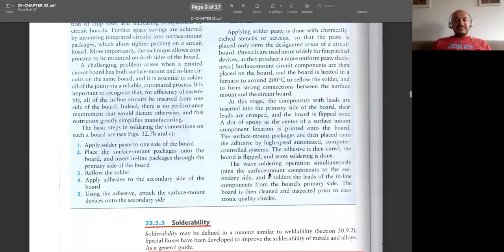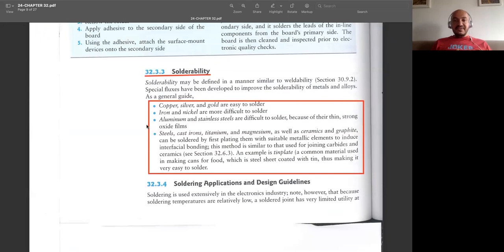And we have a term, solderability. It's very similar to weldability. So if the metal parts can easily be soldered together, then they have high solderability. For instance, copper, silver, and gold are easy to solder, but on the other hand, we have some other materials like aluminum, stainless steel, iron, nickel. They are difficult to solder.